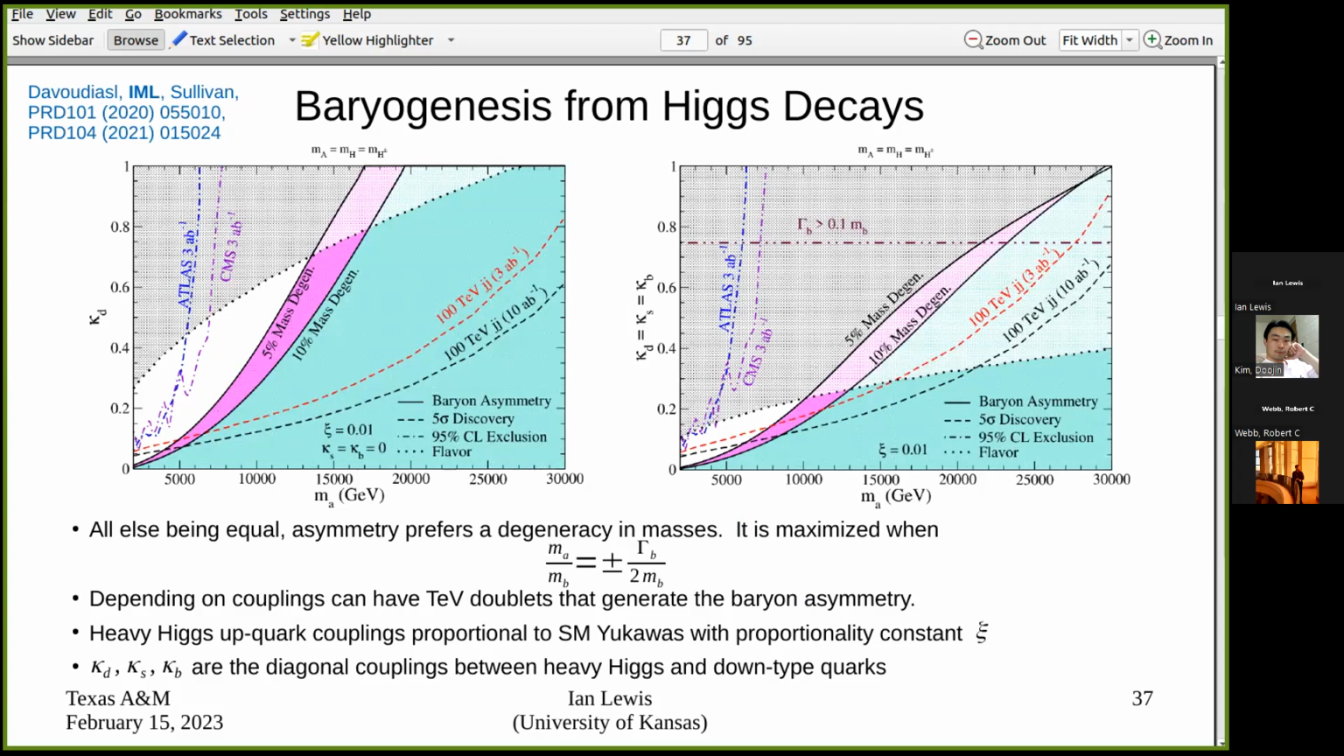And then you try to actually look at what colliders can do. So these are ATLAS and CMS projected diphoton constraints projected out to 300 inverse attobarns. You can see right around 2 TeV, maybe if you get down to 1 TeV, they start being competitive with the 100 TeV. They don't quite get into what baryon asymmetry needs because you actually want these guys to be quite heavy. But at 100 TeV, you could actually map out a lot of this.